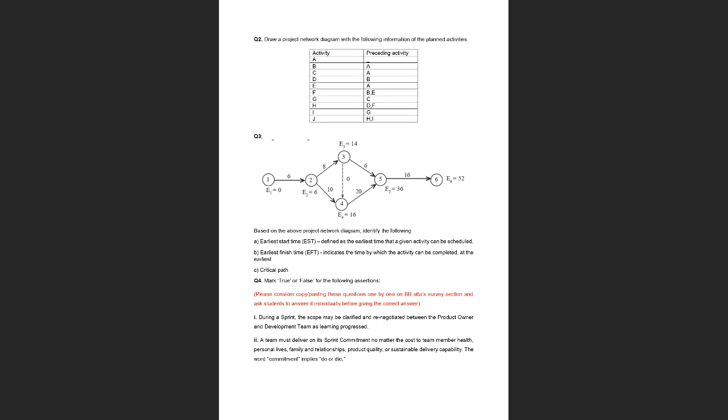Now for each of these activities, we have the duration assigned to it. So for activity 1, 2, the duration is 6 days. For activity 2, 3, it is 8 days. For activity 2, 4, 10 days, and so on. So the duration for each of these activities is given. So what you have to do is calculate the earliest start time and earliest finish time.